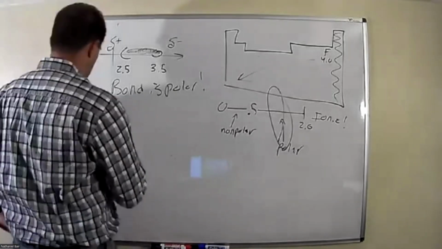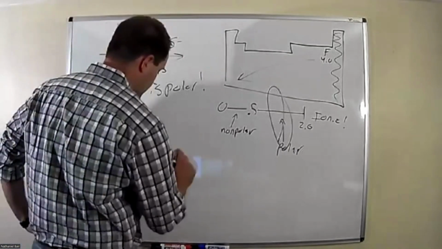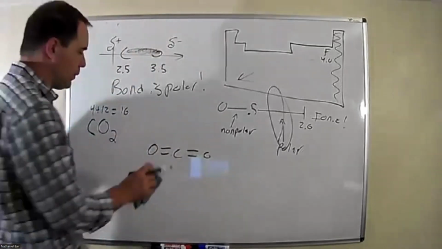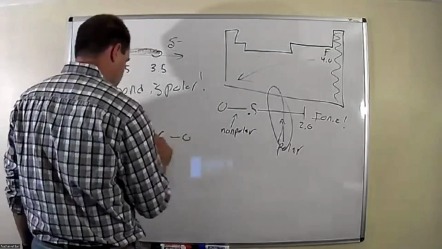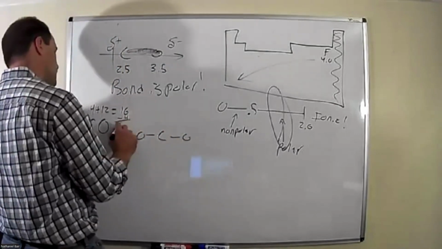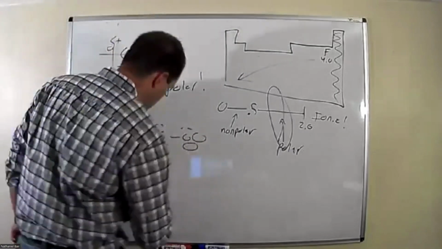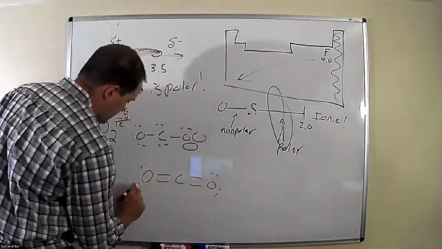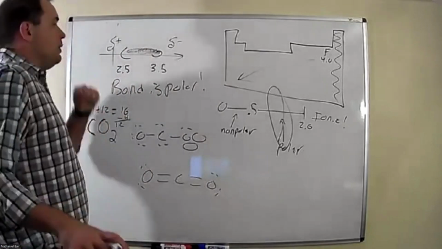Go ahead and do that. All right. So 4 plus 12 equals 16. I guess I went too fast here for you. Let's work our way through it. That uses up 4, got 12 left: 2, 4, 6, 8, 10, 12. We're double bonding both of these. There we go. Now, here's why we're doing this.